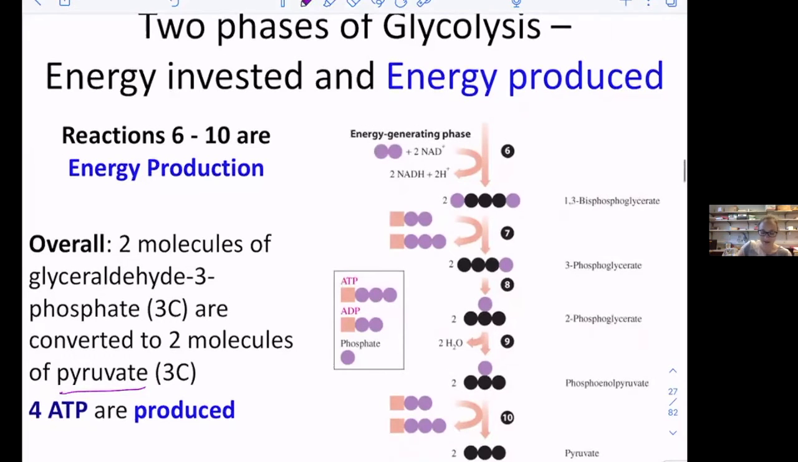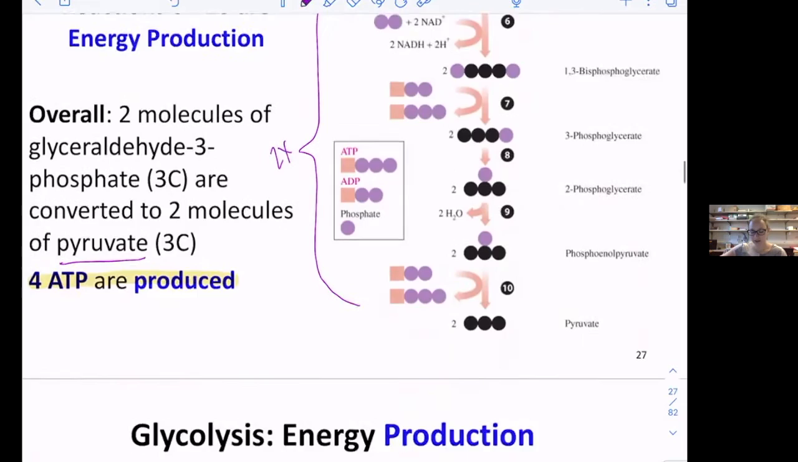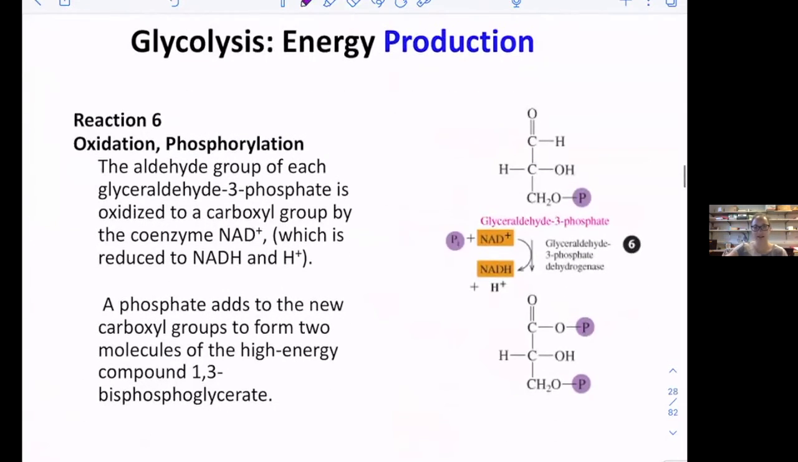So in this process, 4 ATP are produced. So we had 2 ATP invested in the first half, but now we have 4 ATP produced. And you might look at this cartoon here and be like, well, I only see 2 ATP produced. But remember, this whole process, steps 6 through 10, happened 2 times because we have 2 molecules of glyceraldehyde 3-phosphate that were formed. So let's look at these steps a little bit more in depth.